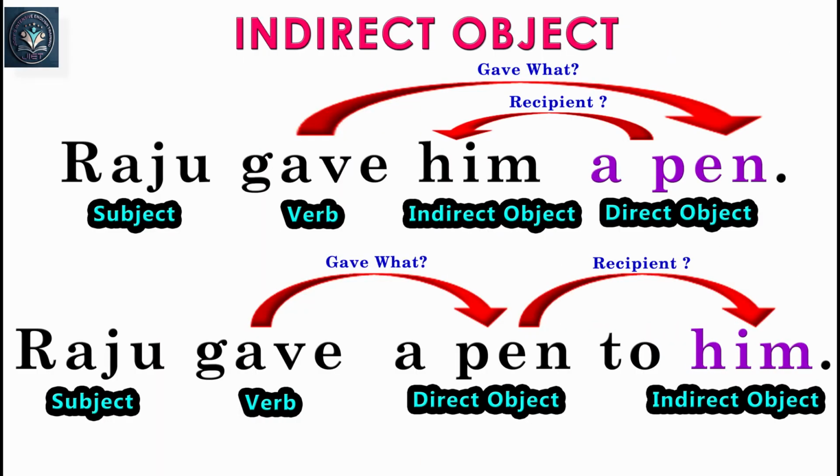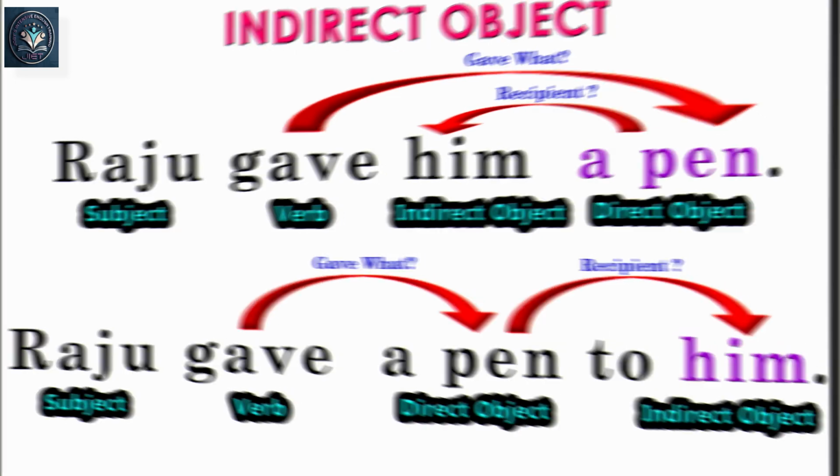Look at the following sentences. Raju gave him a pen. Raju gave a pen to him. Both the sentences are equally correct and they are conveying one and the same meaning. When we ask, "Gave what?" we get the answer, a pen, which is the direct object. And the recipient of the direct object, a pen, is him, which is the indirect object.